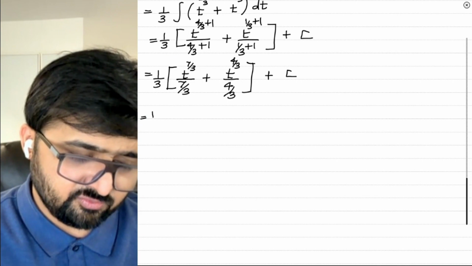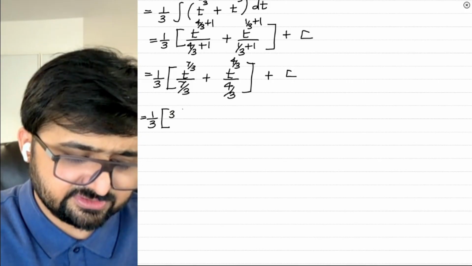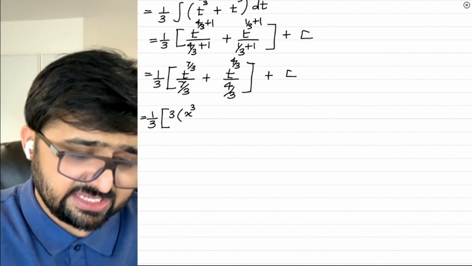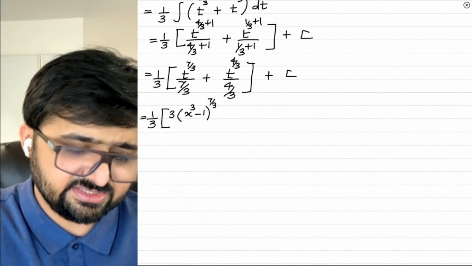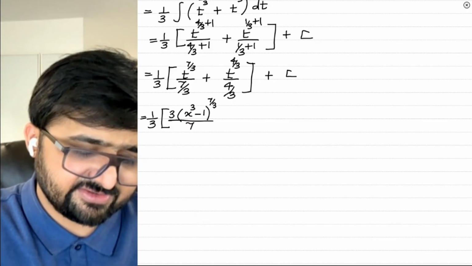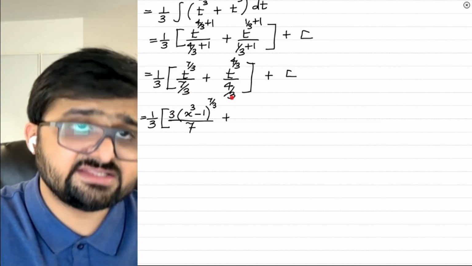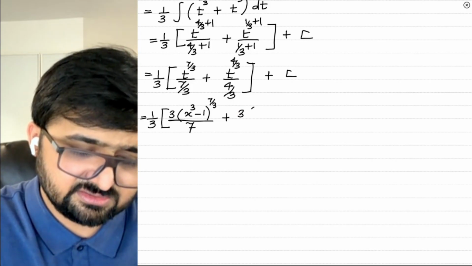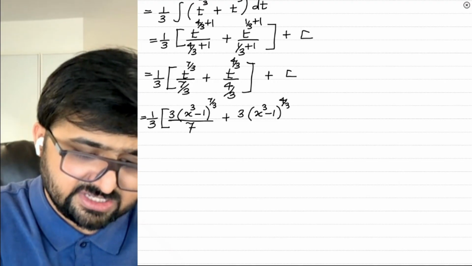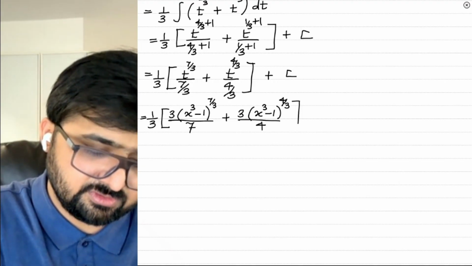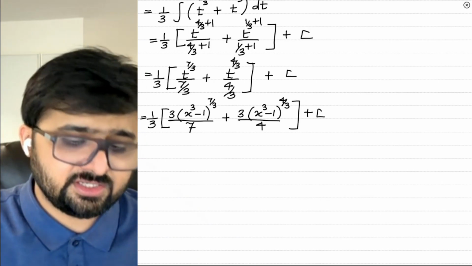So we get 1 by 3. This 3 will come in the numerator. So we have 3 times x cube minus 1, which was t, to the power 7 by 3, divided by 7, because this 3 we took in the numerator, plus again this 3 in the numerator. So we have 3 times x cube minus 1 to the power 4 by 3, divided by 4, plus add constant of integration c. Okay, we are almost done.